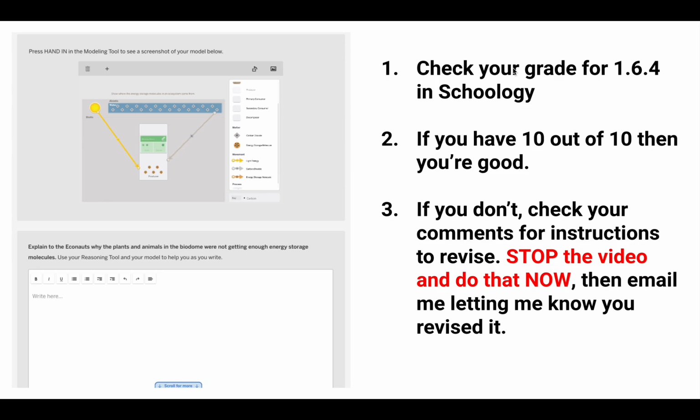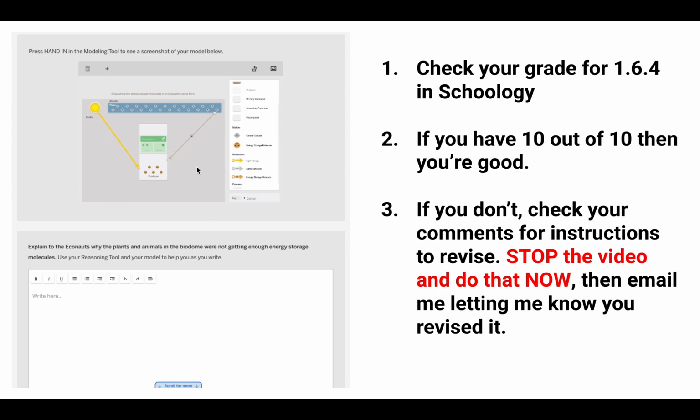I want you to go to Schoology and check your grade for 1.6.4. Some of you guys were gone that day. You had a track meet. There's quite a few of you guys that turned something in, but it's inaccurate. You're missing some information or you need to do some kind of a revision.